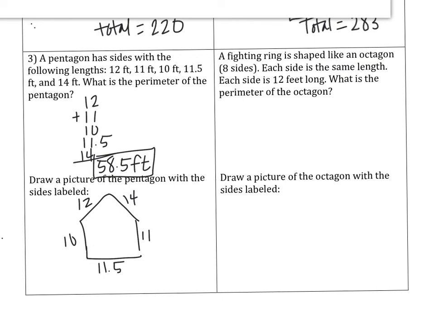So the quickest way to do this is there are 8 sides, each one 12 feet long, so it's 8 times 12. Or you can do 12 plus 12 plus 12 plus 12, and do that 8 times. But of course we know the easiest way is to multiply, and you get 96 feet.